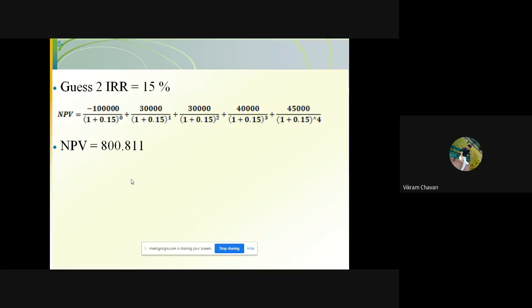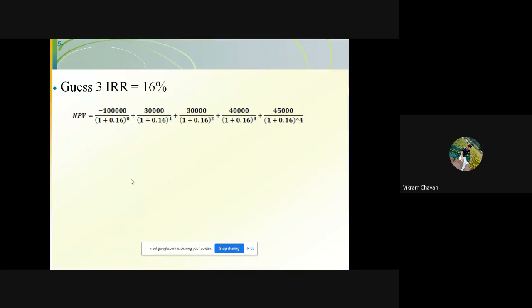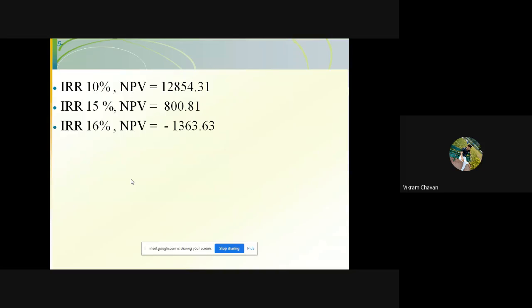800.811. Then with further increment, once we increase the IRR value to 16%, the NPV value we get is minus 1363.63. So at 15% we get 800, and at 16% we get a negative sign. It shows that in between 15 and 16%, there is one IRR value for which we get NPV equal to 0.